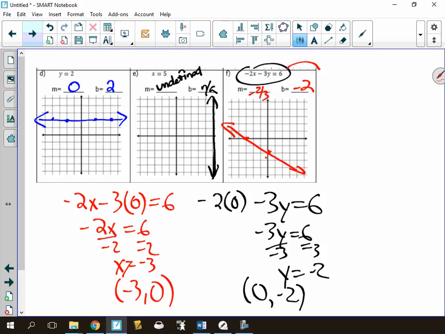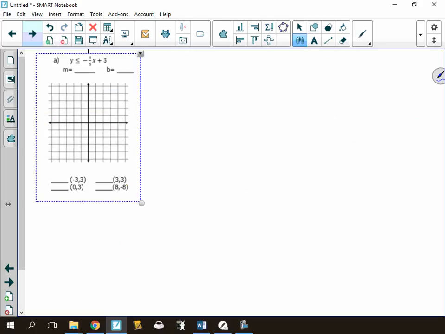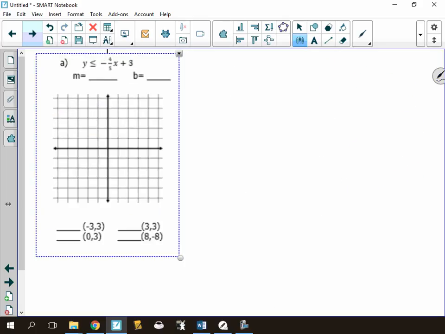Now, if you wanted to, you could also solve for y. So you would add 2x to both sides, and you get -3y equals 2x plus 6. Divide both sides by -3, and you get y equals -2/3 x minus 2, which is sure enough what we were supposed to have all along.